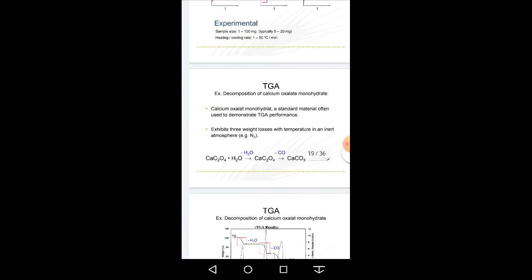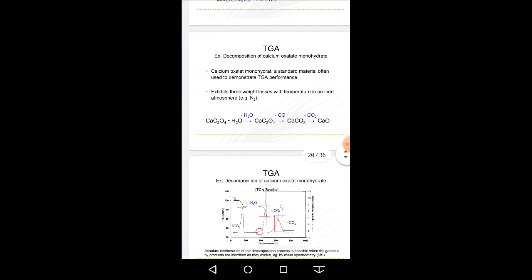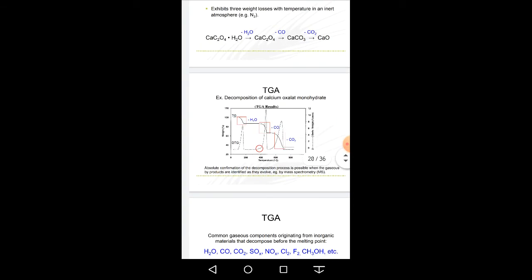TGA example: one of the examples in TGA which is mostly used is the decomposition of calcium oxalate monohydrate. Calcium oxalate monohydrate is a standard material used to demonstrate TGA performance. It exhibits three weight losses with temperature in an inert atmosphere like nitrogen. This is the chemical reaction in which first the loss of water occurs. In another reaction carbon monoxide is lost, while in another carbon dioxide is lost. You can see from this reaction that there is a decrease in weight as the reactions happen.